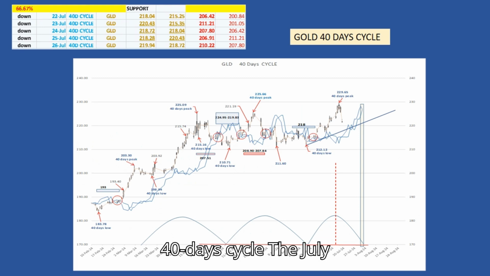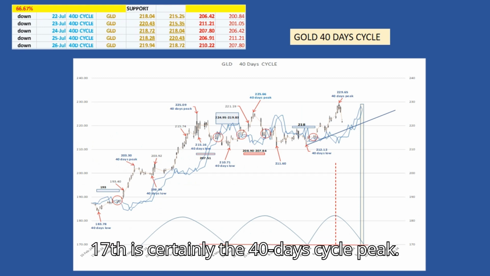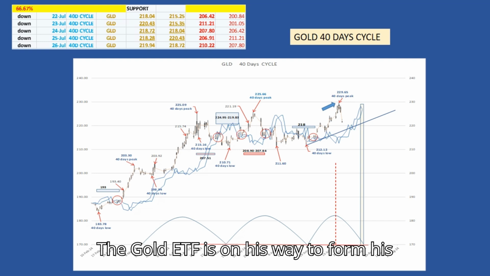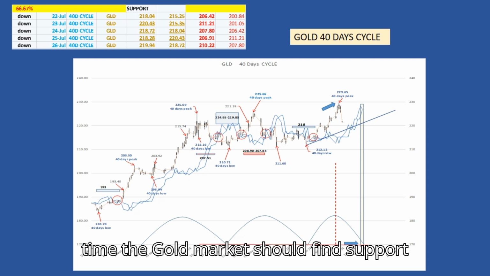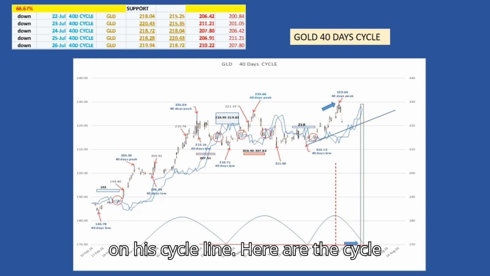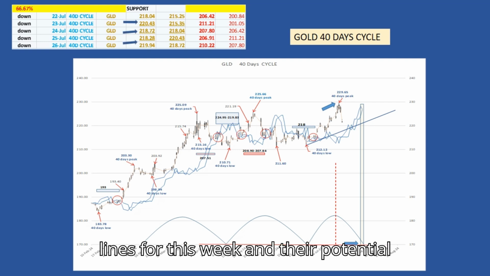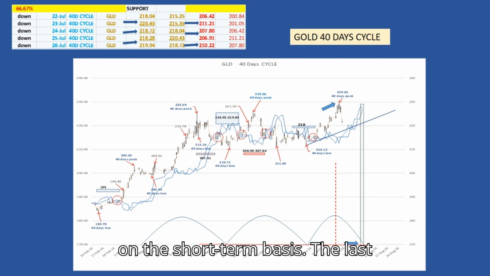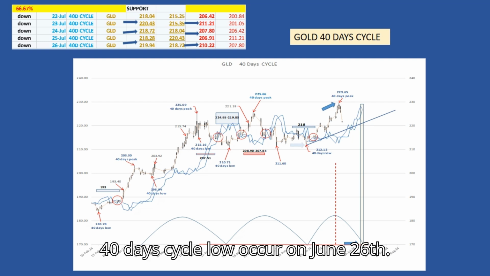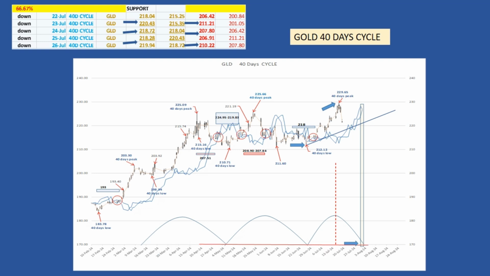The 40 days cycle. The July 17th is certainly the 40 days cycle peak. The gold ETF is on its way to form its low on July 30th. At that time the gold market should find support on its cycle line. Here are the cycle lines for this week and their potential targets, in case the gold turns bearish on a short-term basis. The last 40 days cycle low occurred on June 26th.